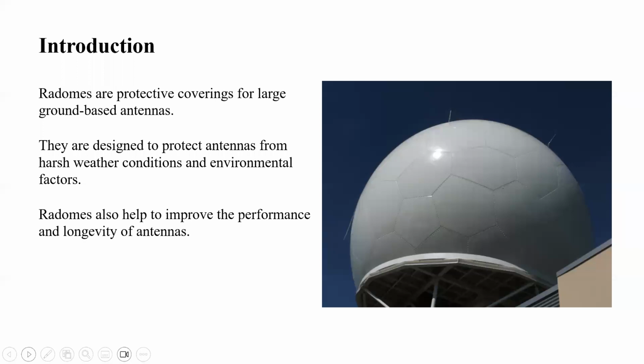So what are radomes? So let us start with the introduction. Radomes are protective coverings for large ground-based antennas, and they are designed to protect antennas from harsh weather conditions and environmental factors. Radomes also help to improve the performance and longevity of antennas. This picture shows the structure of the radome. So now let's get into our next slide.